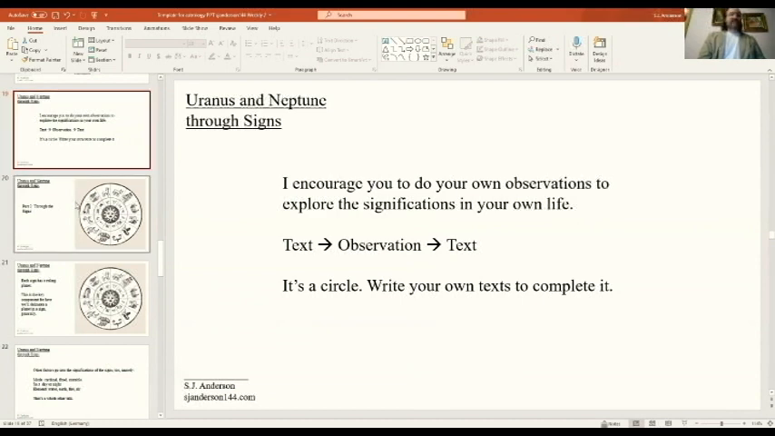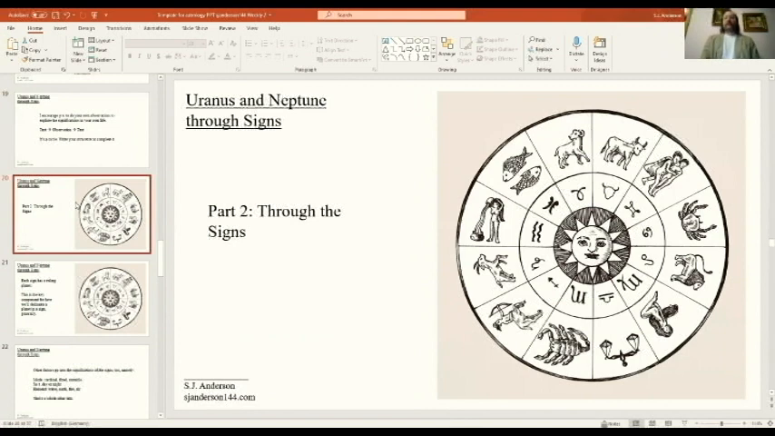So that is the first part of the talk. What are Uranus and Neptune? What do they signify? I think we have a decent sense of some keywords to understand what they may mean and then how to apply them. Let's go to the second part of the talk. And this is going to be through the signs. So Uranus and Neptune, as they move through the signs, what does it mean? How do we use them as astrologers?